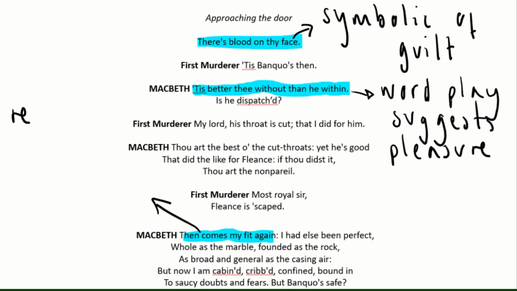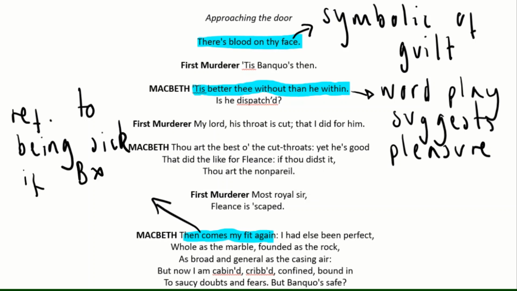So you can shorthand that to being sick if, and again we can shorthand Banquo and Fleance, just like we do for Lady Macbeth, we can do B and F, are alive. Okay.